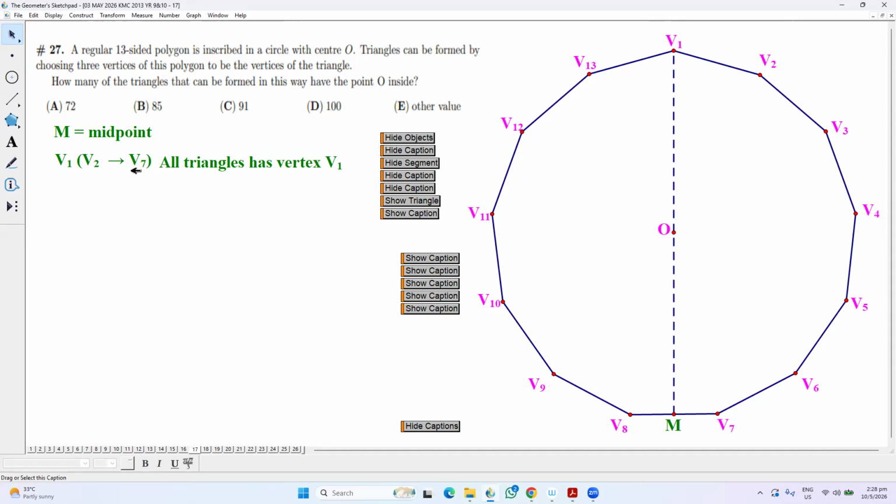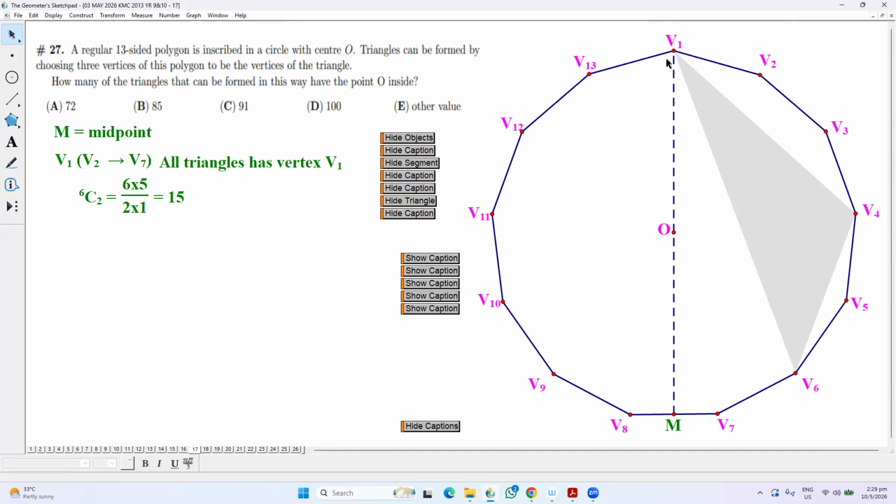We choose the other 2. So 6 choose 2 is 15. For example, a triangle will be like that. V1 is already chosen. So 4 and 6. It can be 7 and 3. Right. So 6 choose 2 is 15. There's always V1. Remember, always have V1.